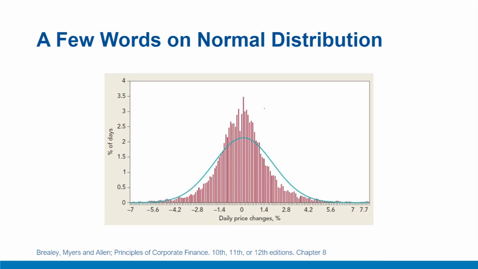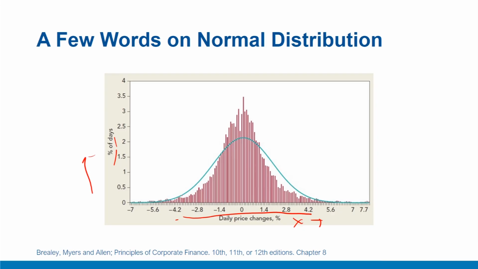Recall the discussion on normal distribution. A simple normal distribution of returns has daily price changes or returns on the horizontal x-axis here, and on the y-axis we may have frequency of days or percentage of days.